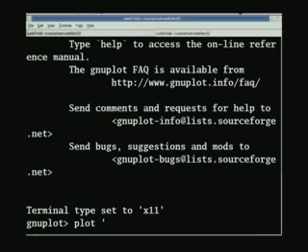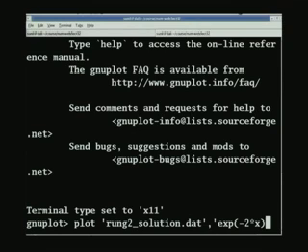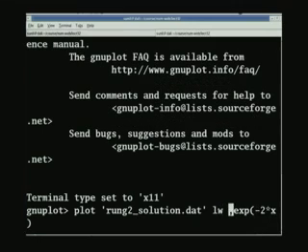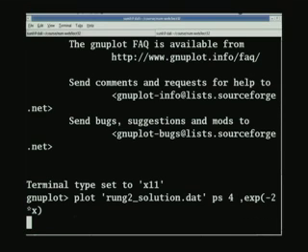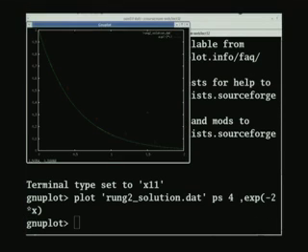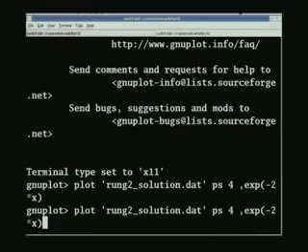So I have created a file there called Runge2.solution.dat, and we know the solution to the equation is exponential of minus 2 star x. That's the actual solution to the equation. Okay, so we can compare these two using this. Okay, that's the solution. Just plot that.